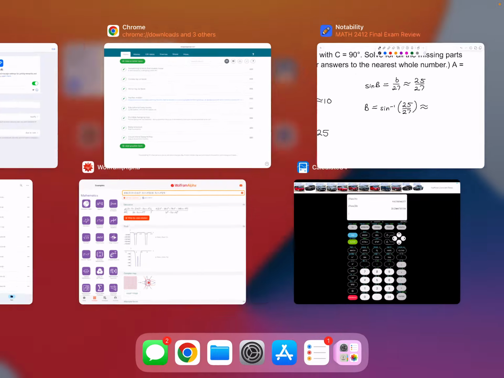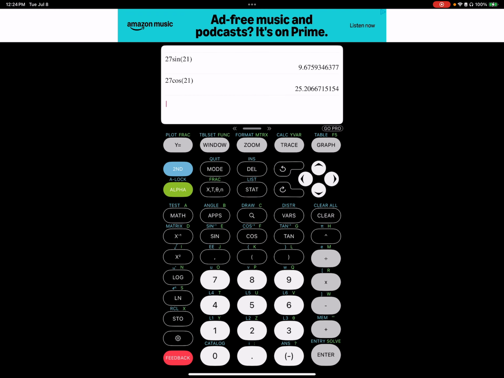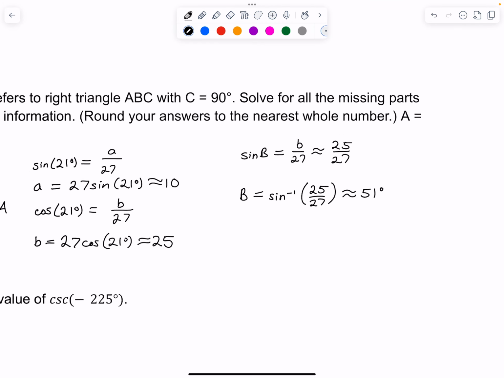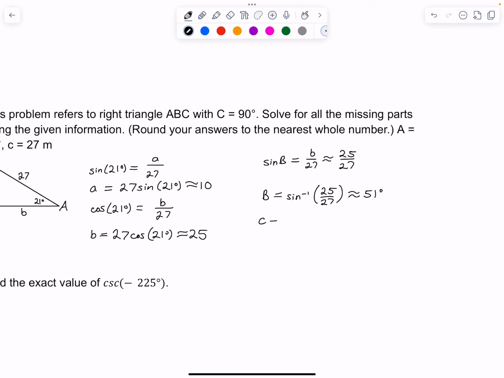So I'm going to do the inverse sine of 21 over 27. Inverse sine 21 over 27. And that gives me 51 degrees. Finally, I know that angle C is 90.